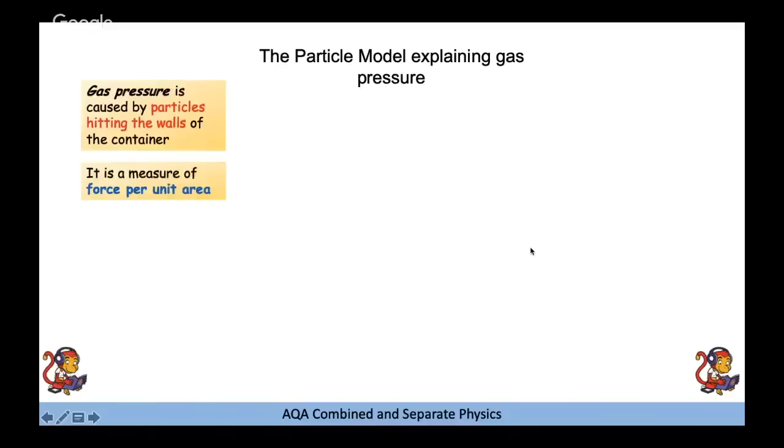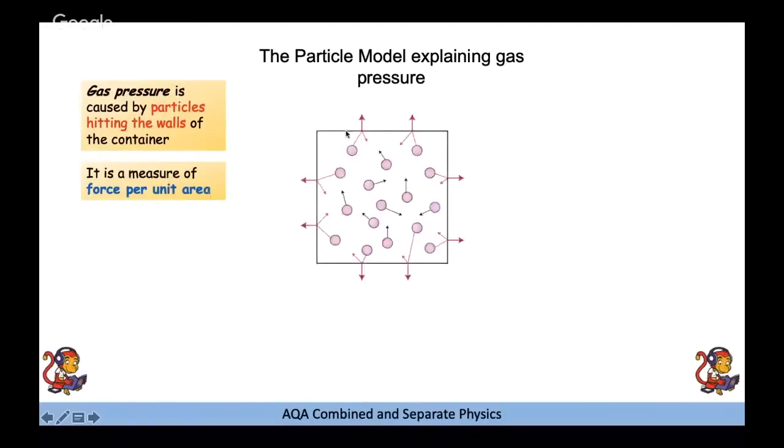Okay, so gas pressure then. Gas pressure is caused by particles hitting the walls of the container, and it's a measure of the force per unit area. Okay, so here we have a box with gas particles in it. What is gas pressure? Well, it's when those particles collide with the wall. Okay, so how do we increase gas pressure? In a nutshell, it's making sure you understand this definition here. If I want to increase the gas pressure, what do I have to do?